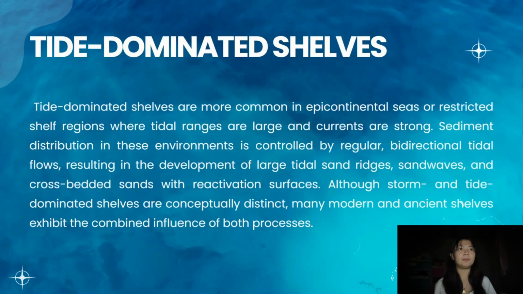Next one is tide-dominated shelves. Tide-dominated shelves usually form in epicontinental seas or restricted shelf regions where tidal ranges are wide and tidal currents are strong. In these environments, the movement of sediments is mainly controlled by the regular back and forth tidal flows. This creates distinct features such as large tidal sand ridges, sand waves, and cross-bedded sands with reactivation surfaces.